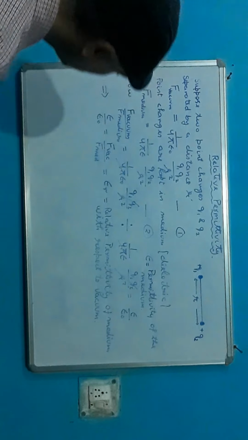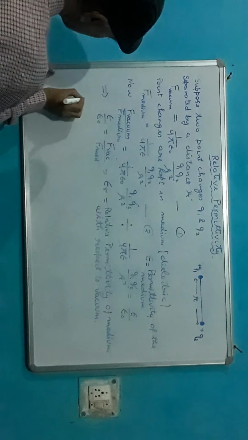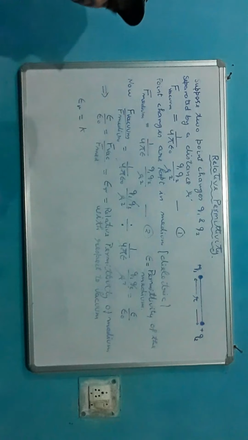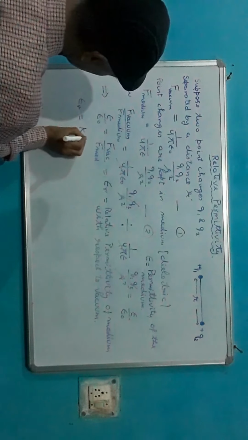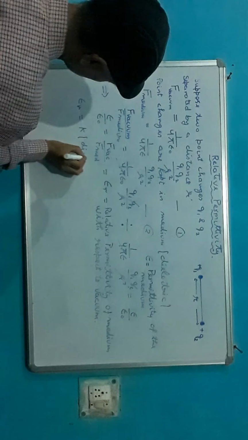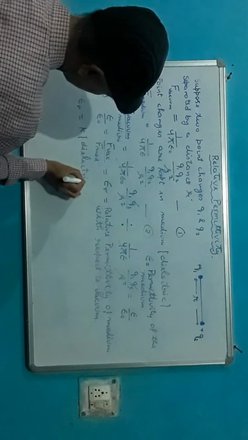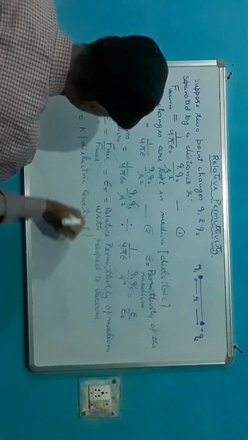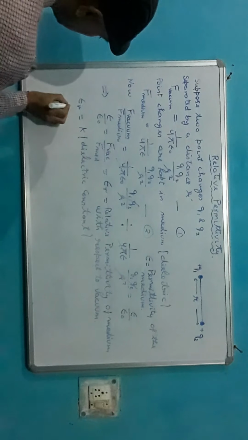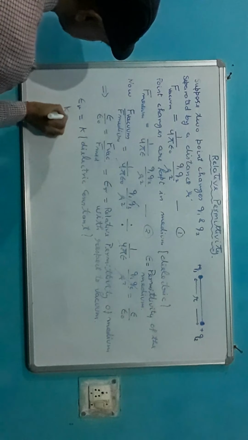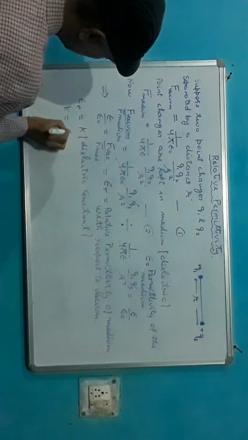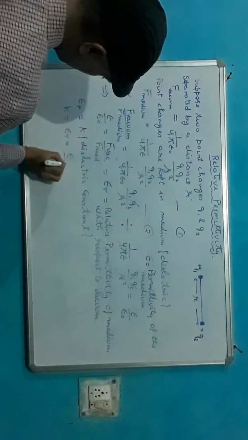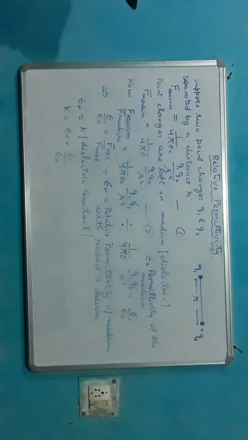Okay, in the next step I can write down this epsilon r. The other name of this one is dielectric constant. Or you can write K is equal to epsilon r, and epsilon r I have already told, that is equal to epsilon upon epsilon naught.